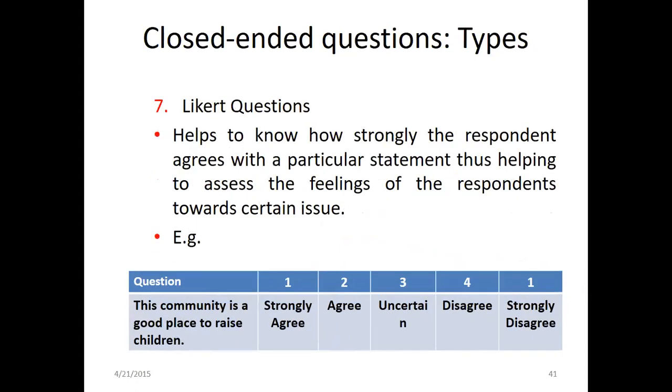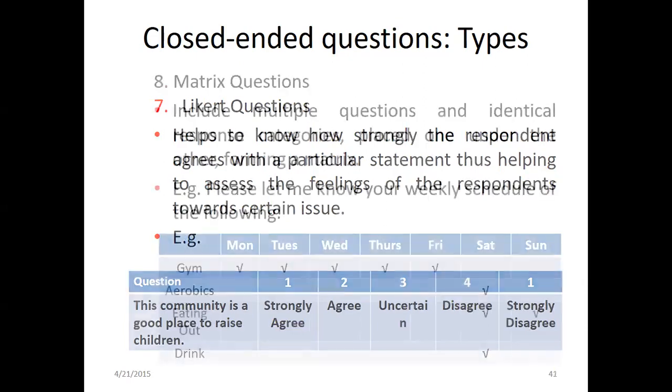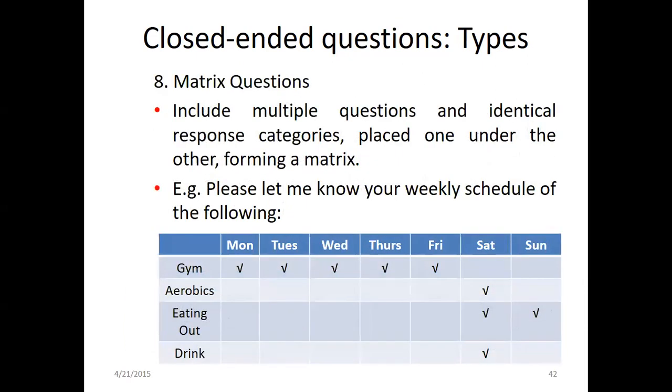Then you have the classical Likert scales or Likert questions. This one helps to know how strongly the respondent agrees with a particular statement. So in this case, we assess the feelings of the respondents towards a certain issue. For example, this community is a good place to raise children: strongly agree, etc. So here you simply want to rate their level of agreement, or their feelings towards certain issues.